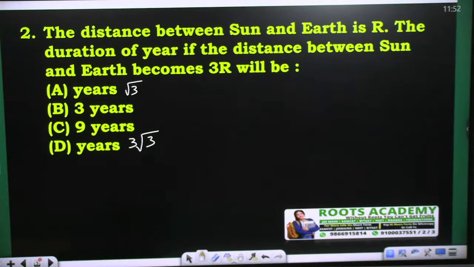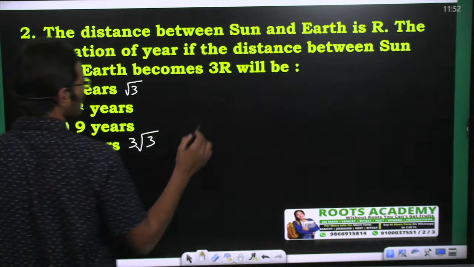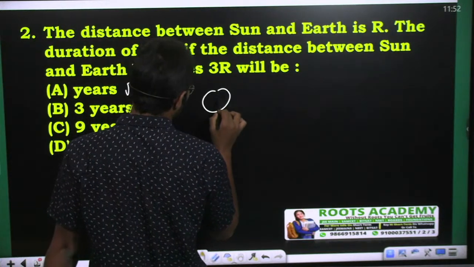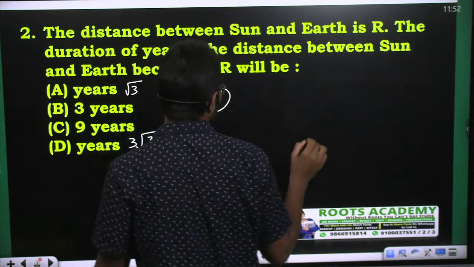Which law do you think can be applied? Yes, Mr. Yashwant, Kepler's third law can be applied here. So what is Kepler's third law? Please reply in the chat box. So what is being said? There is sun and earth.